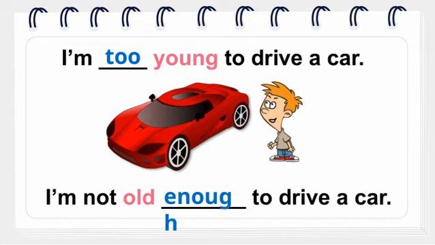All right, let's look at these two common expressions. When I say enough, as in I'm not old enough to drive a car, I mean that I haven't reached the age required to be legally allowed to drive. It's about meeting a minimum age or requirement. On the other hand, when I say too young, like in I'm too young to drive a car, I'm emphasizing that I am younger than the age considered appropriate or safe for driving. Notice how both expressions relate to age, but they focus on different points.